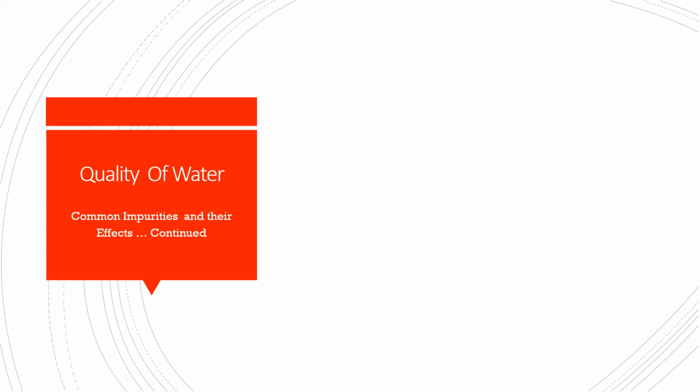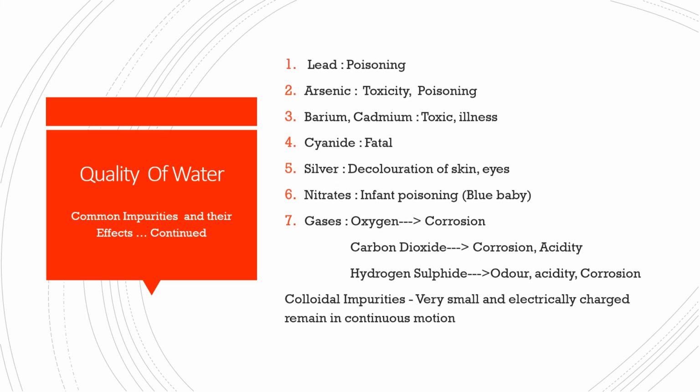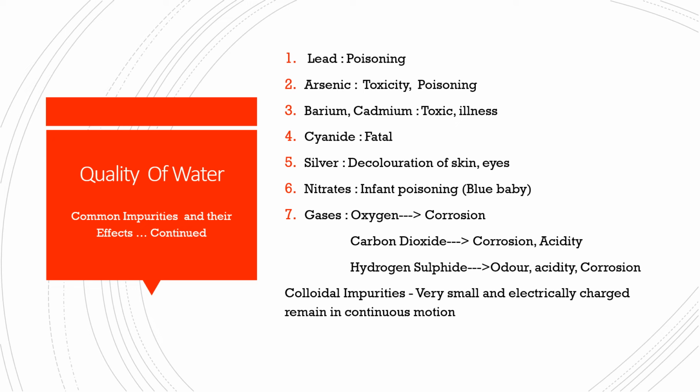Other common impurities are metal compounds like lead. Lead is highly poisonous. It should not be present in water and the water cannot be used for cooking. Arsenic is another poisonous and toxic substance present in water. Barium and cadmium are also toxic and will give illness. Cyanide is a very dangerous impurity. It is very fatal. Silver presence in water will give decoloration of skin and eyes.